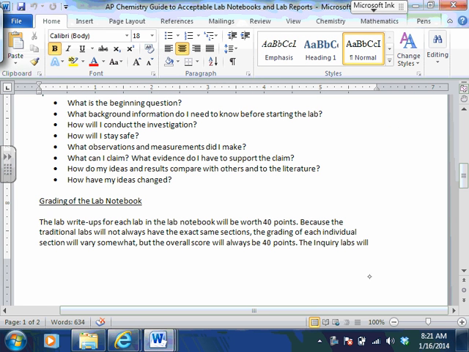On the what can I claim and what evidence do I have to support the claim, make sure that you include evidence there. How do my ideas and results compare with others and to the literature? I'm more concerned about the literature. So this is where you would actually look up what is the rate law for the reaction. See if you can find that online, okay? I think you should be able to find it. So then the rate law for that reaction, you would compare it to your rate law and see how close it came.